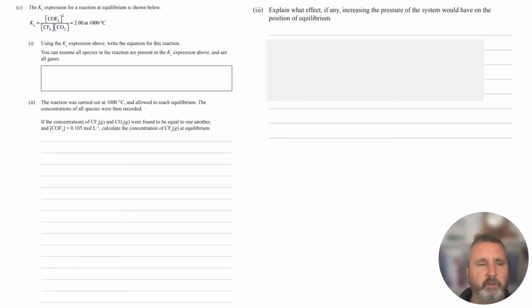Okay, the last questions of the paper. Here's a KC expression. We're going to expect at some point in the paper they're going to give us a calculation to do with the KC expression, and this is it.